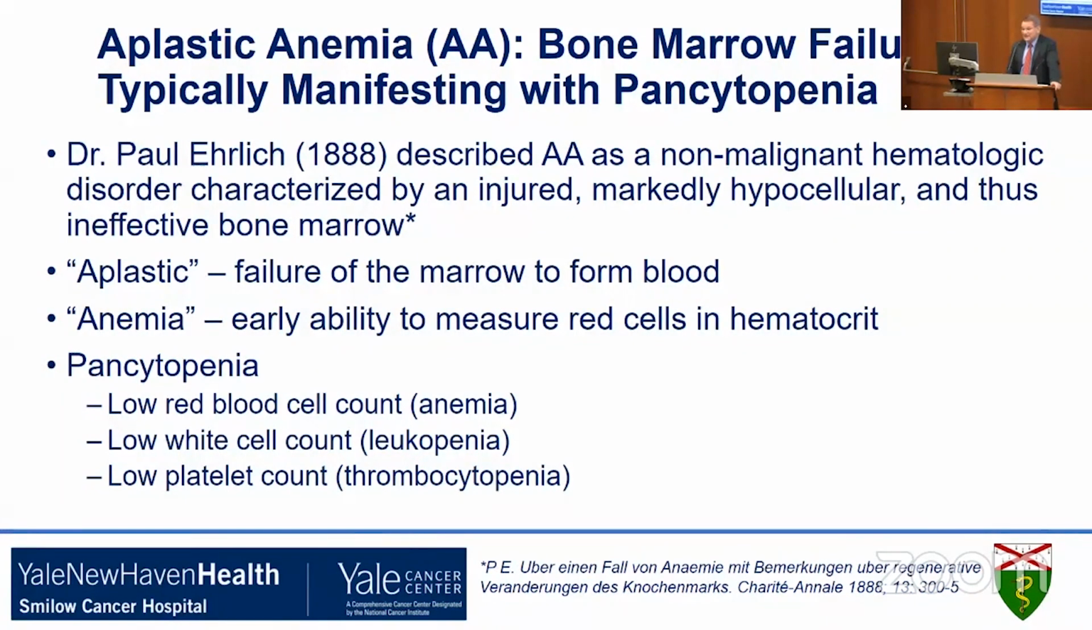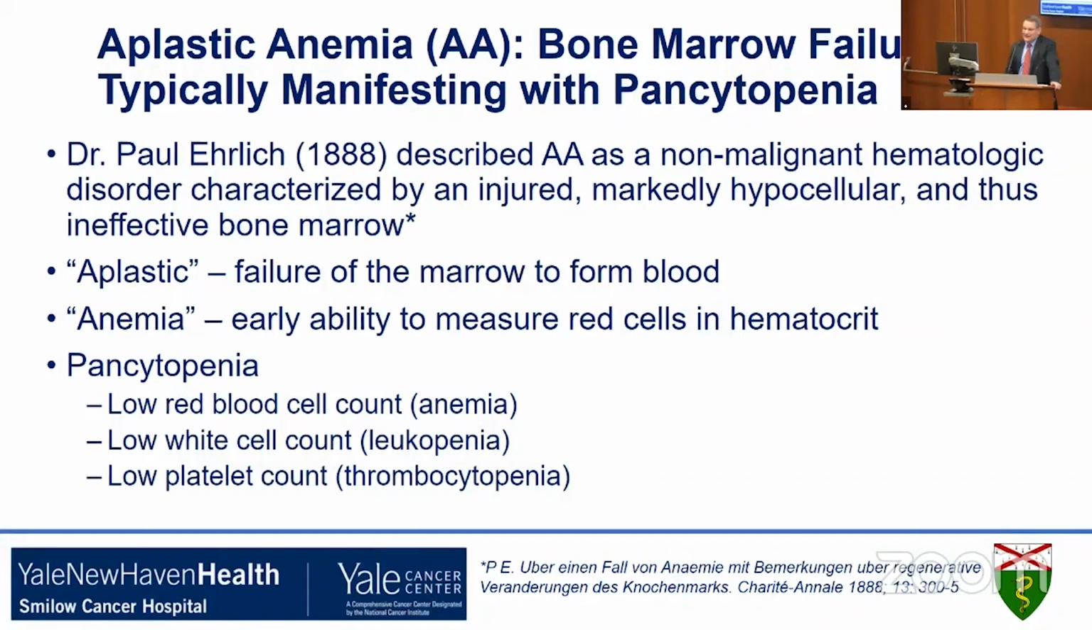Aplastic anemia is a bone marrow failure, and bone marrow is the place where all red blood cells, platelets, white cells, all of the blood cells are made. Bone marrow failure means that this organ doesn't perform its function by not making enough of those cells. The typical manifestation is what we call pancytopenia, which is lack of blood cells. Pancytopenia means all of the blood cell lines are deficient, meaning the patient has anemia when you have a low red blood cell count, low white cell count or leukopenia, and low platelet count or thrombocytopenia. I'll be using these terms interchangeably.